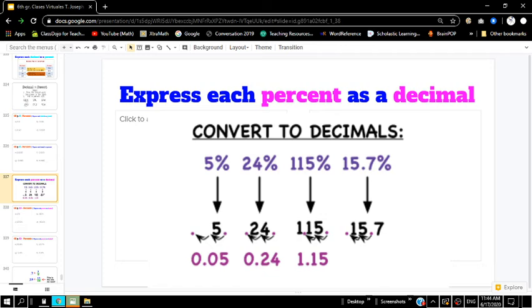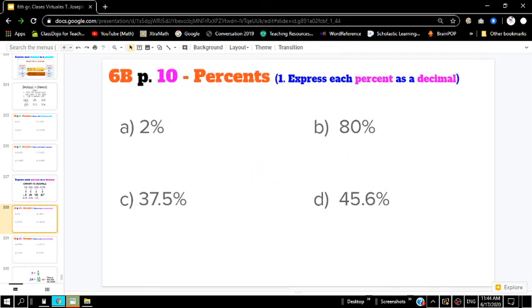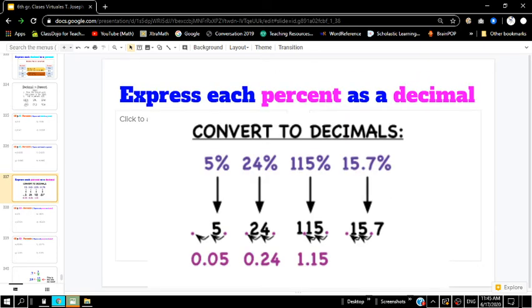Okay, you can see a couple of examples on the screen, and we're going to do a couple of examples in class. So, since we're taking these percentages and trying to convert them into decimals, we're making that number smaller. Your number is always going to be smaller. And you're going to move the decimal point to the left.